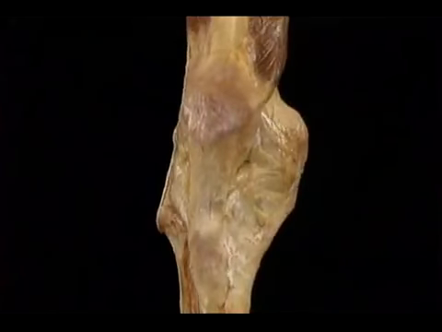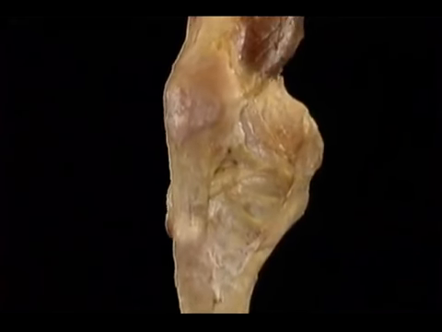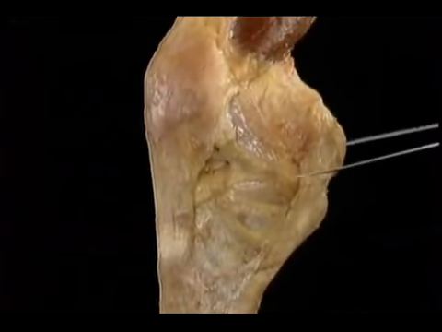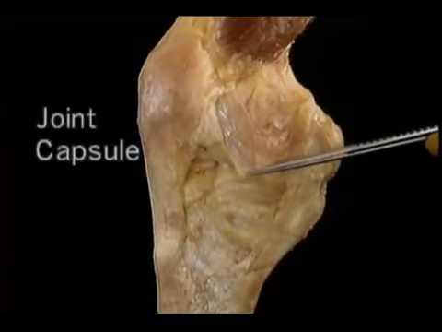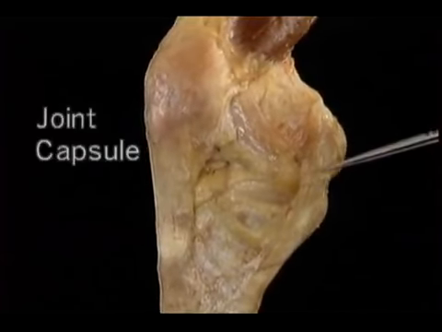Now we'll complete our picture of the knee joint by adding the fibrous capsule which encloses it. Here's the knee joint with the joint capsule intact. On the medial side, the thin capsule is continuous with the tibial collateral ligament.